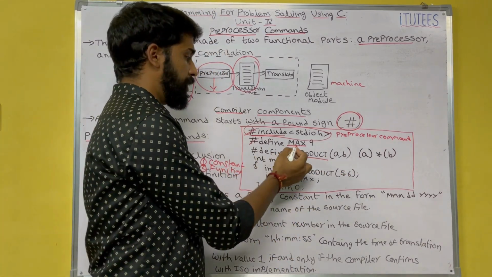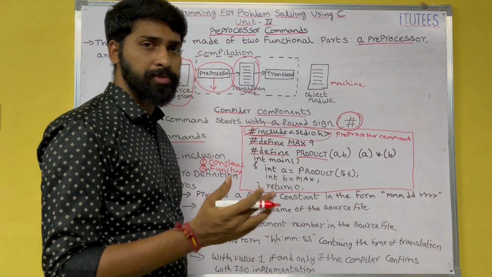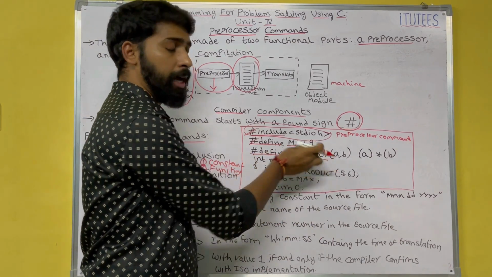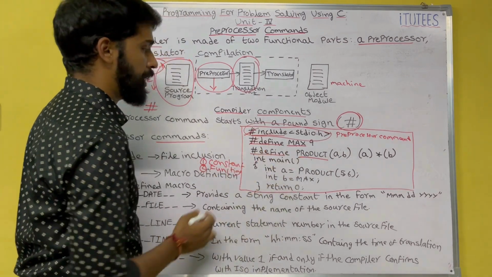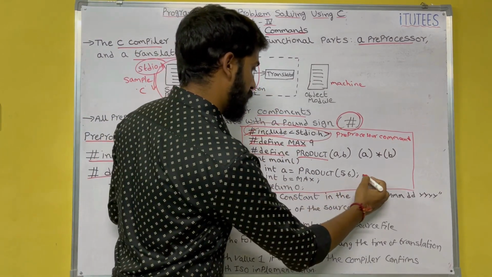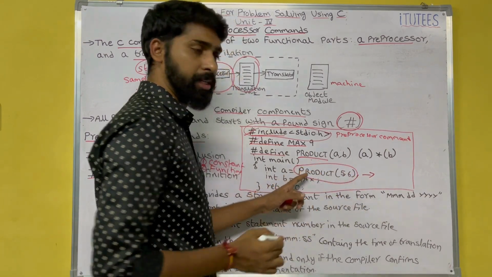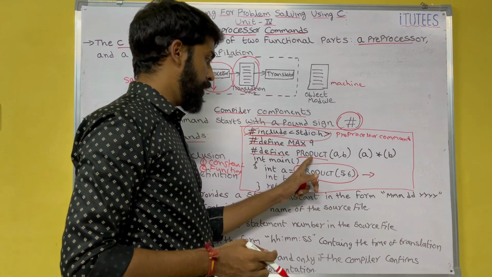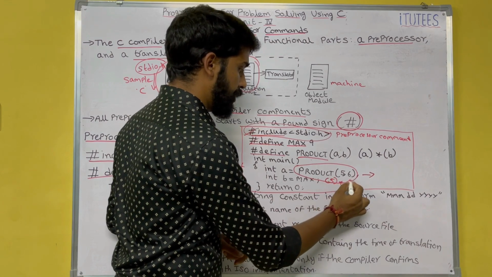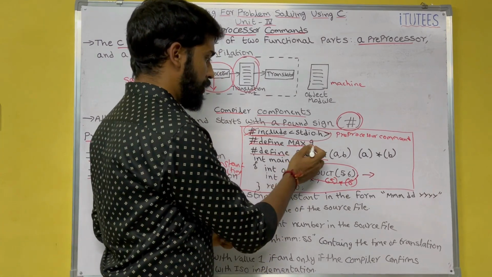Here we define max by using hash define, and product with the help of hash define. That means before compilation, the preprocessor processes these constant and function. This is sample.c. Let us assume that before compilation this program changes like this: int a equals product(5, 6). Now in the place of product(5, 6), which is a macro function, it substitutes 5 into 6. This happens before compilation. Similarly, b equals max. What is the max value? 9.